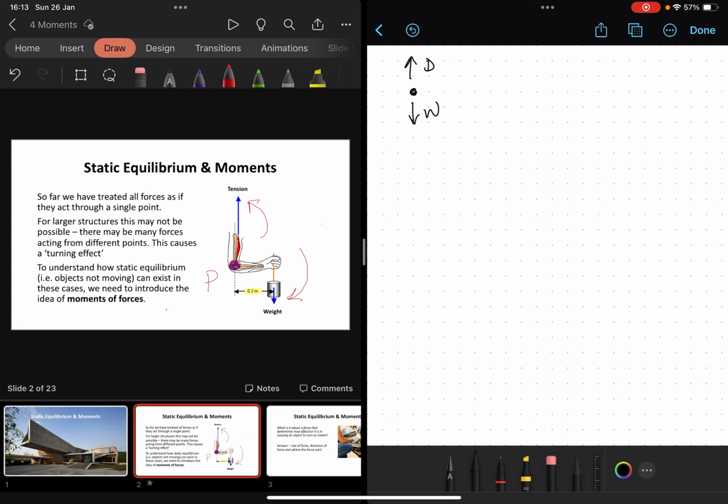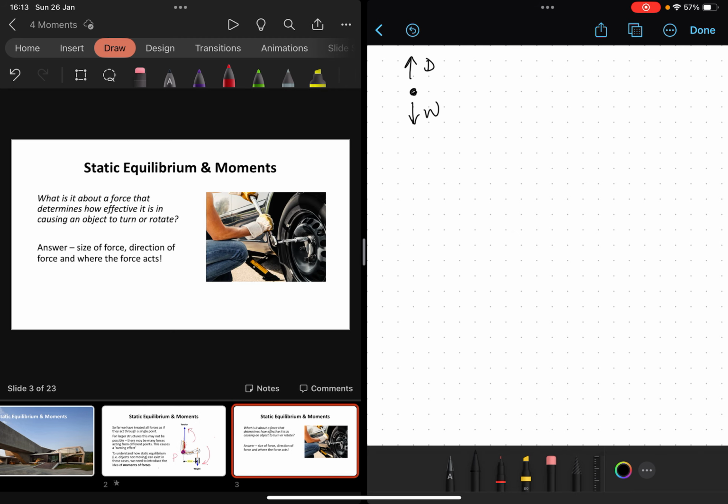The idea that forces don't just get things to move in a straight line, but they can sometimes get objects to turn as well. So the question is, what things are going to be important for us to consider? And it's three things. Number one, the size of the force. Number two, the direction that the force acts in. And thirdly, where the force acts.